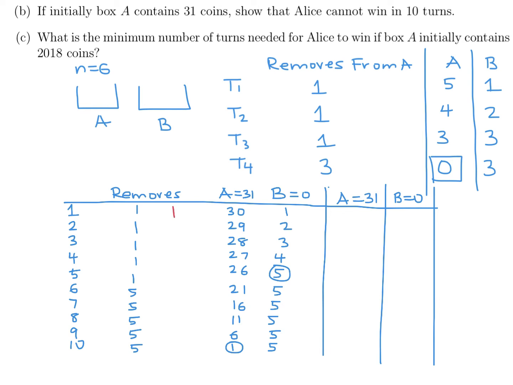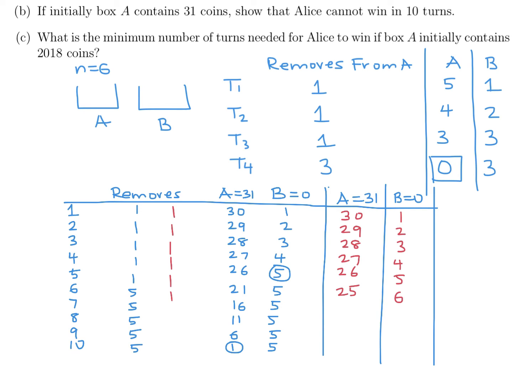So we got 1, 1, 1, 1, 1, 1. So by the same principle, this would be 30, 29, 28, 27, 26, 25. And this would be 1, 2, 3, 4, 5, 6.